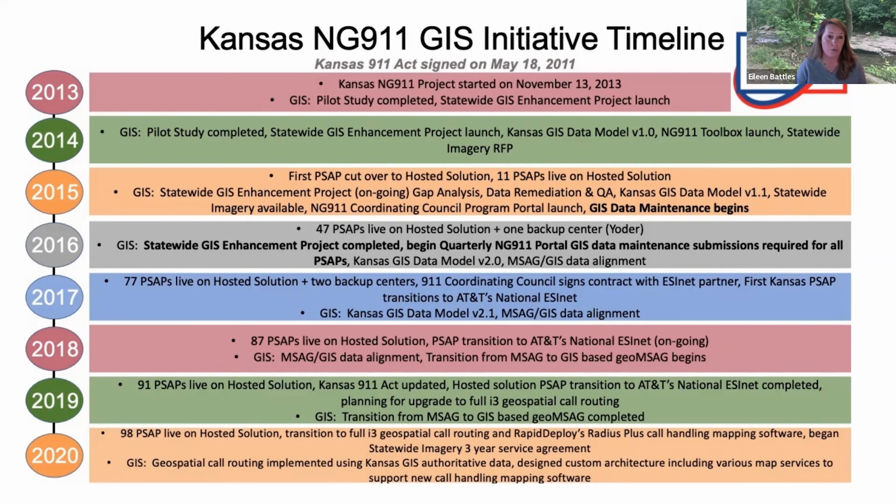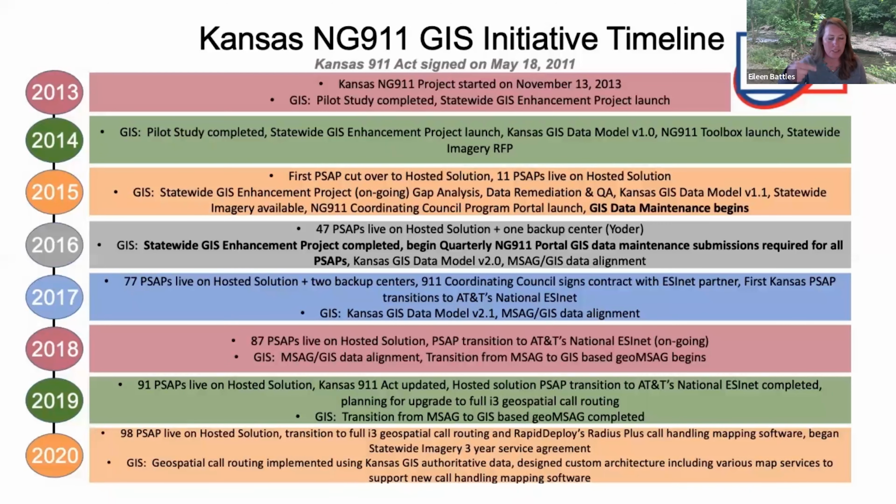Through this program, which was a huge push, we actually had money to start looking at the data, evaluating it, and bringing it up to a standard. That's what launched the whole state GIS enhancement project, which really went through three phases: a gap analysis, data remediation to actually bring it up to the standard, and then moving into data validation and data maintenance.